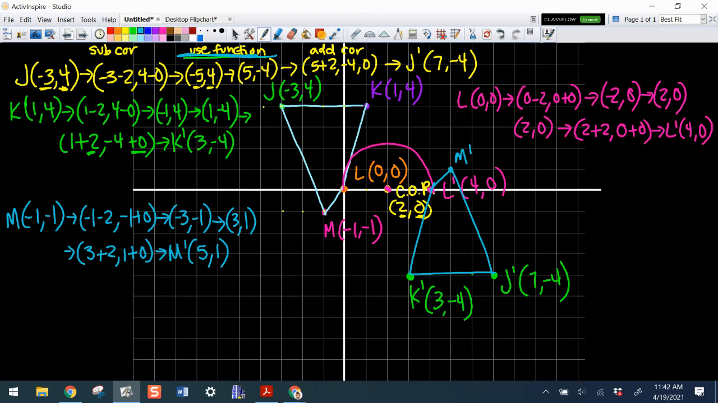And hopefully we can see that it is a 180-degree rotation around the point 2, 0. So a little bit more math involved, but nothing we can't handle. Really, if we look at it, it's just adding and subtracting 2 and 0 in like terms.